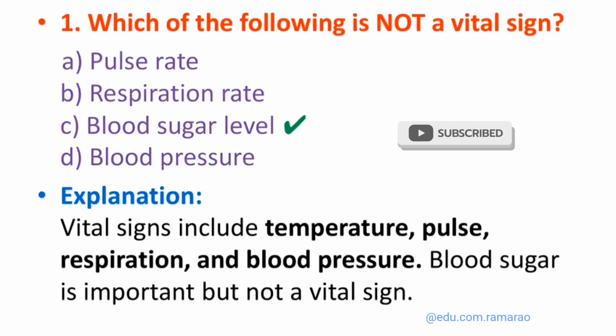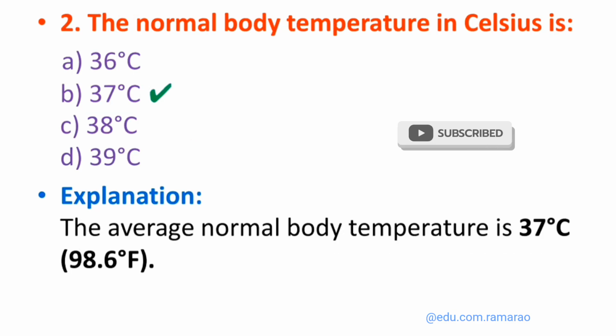Which of the following is not a vital sign? Option A pulse rate, option B respiratory rate, option C blood sugar level, option D blood pressure. The correct answer is option C, blood sugar level. Vital signs include temperature, pulse, respiration and blood pressure. Blood sugar is important but not a vital sign.